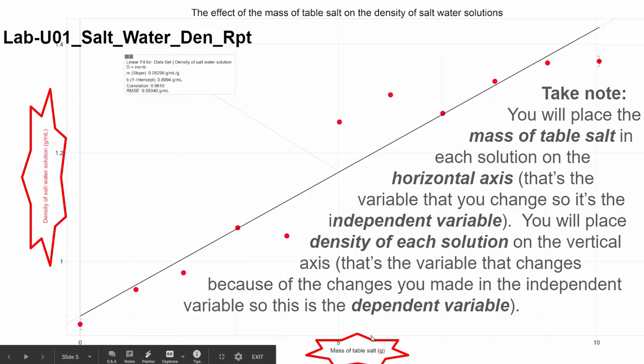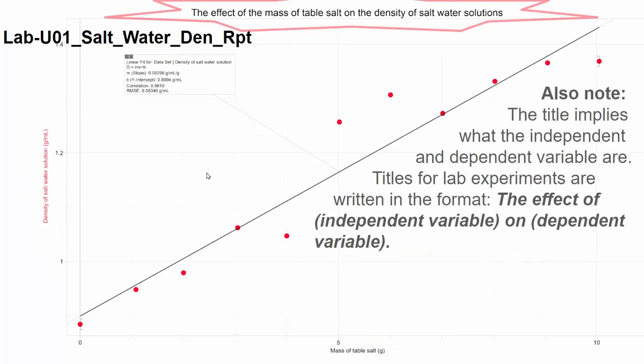Now, you'll place the mass of the salt in each solution on the horizontal axis. We're going to label it down here. We talked about how to do that, okay? And then the density is going to go over here. And so the independent variable is the one you change. That always goes on the horizontal axis. The dependent variable, that we change the density by changing the amount of salt, always goes on the vertical axis, okay? And the title also implies what the independent and dependent variables are. I taught you how to write a title, okay? The effect of the independent variable on the dependent variable, okay? That's what I've described right here for you.